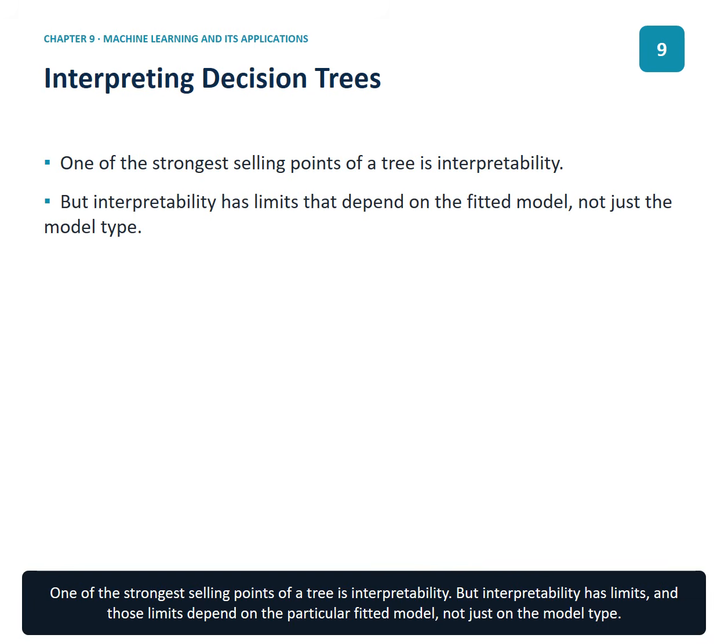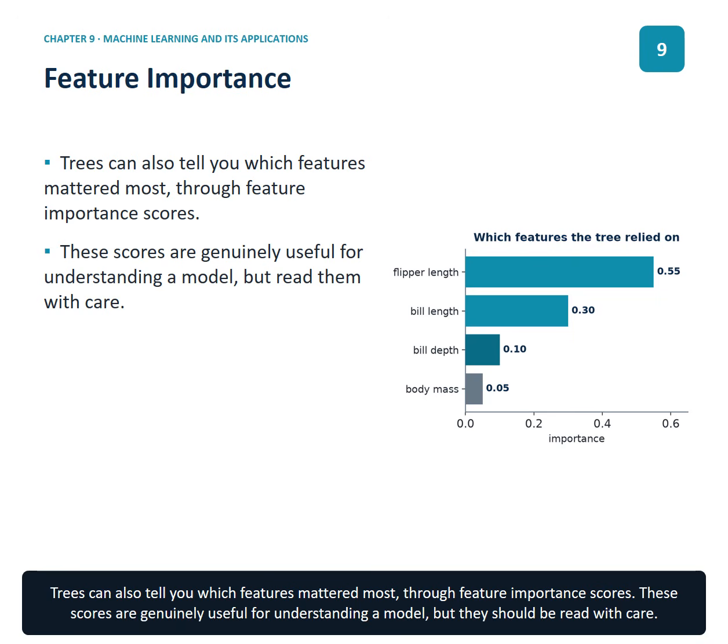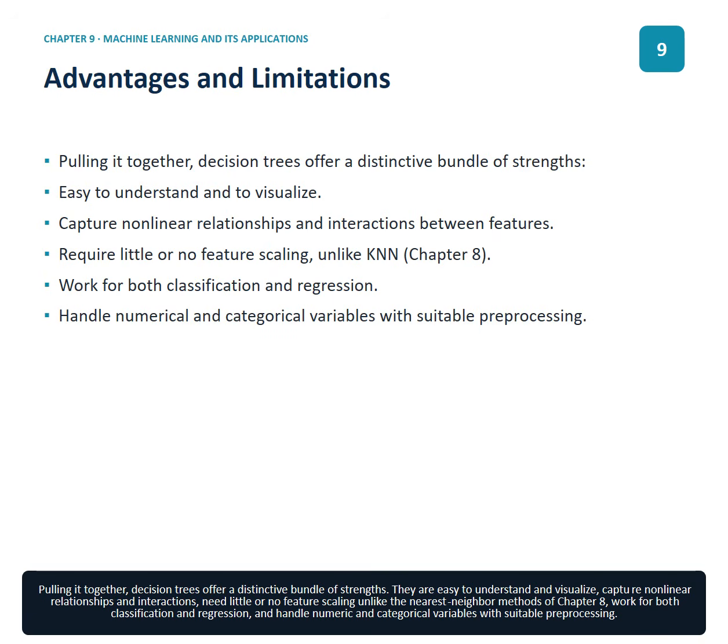One of the strongest selling points of a tree is interpretability. But interpretability has limits, and those limits depend on the particular fitted model, not just on the model type. Trees can also tell you which features mattered most through feature importance scores. These scores are genuinely useful for understanding a model, but they should be read with care. Pulling it together, decision trees offer a distinctive bundle of strengths.